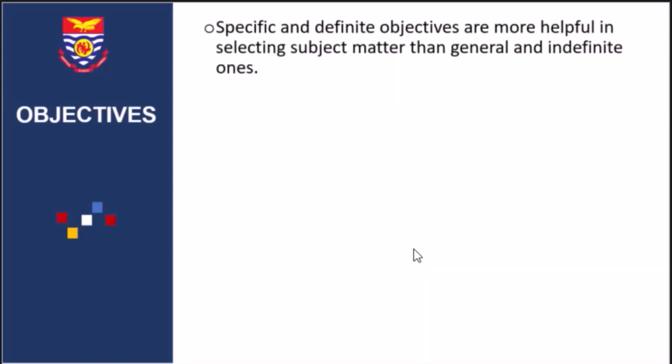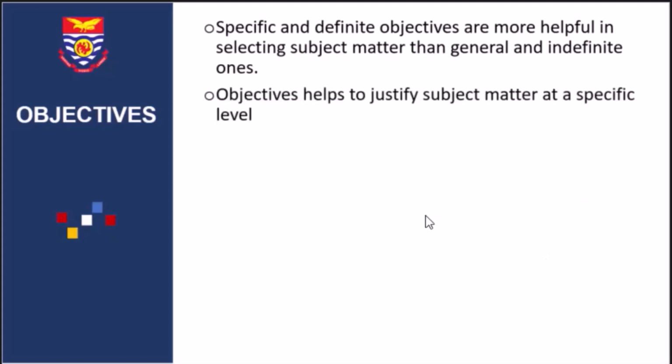What do we mean by objectives here? Objectives are stated in the syllabus, in the curriculum, and we must be guided by them when selecting our subject matter. Specific or definite objectives are more helpful in selecting subject matter. We can have general objectives and specific ones that relate directly to the sub-topic and the topic that we are looking at. So specific ones are more helpful than the general ones. Objectives help to justify subject matter at a specific level.